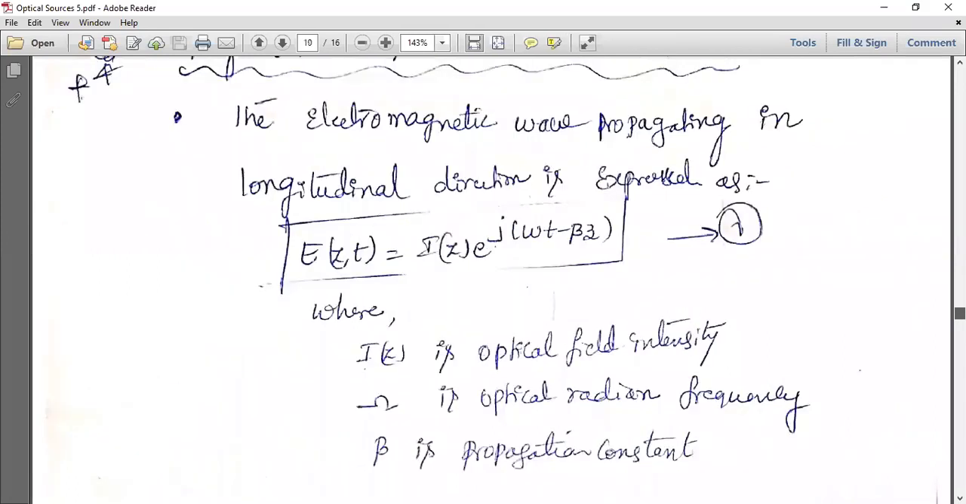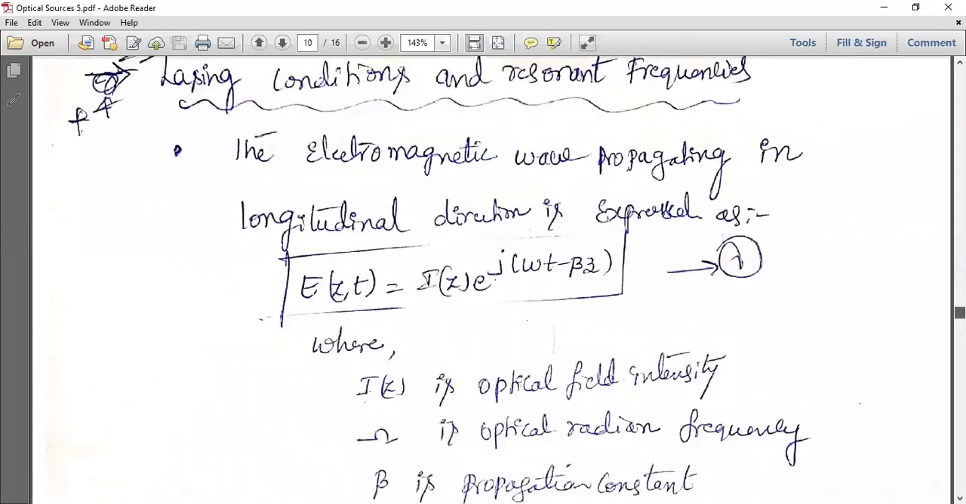Okay, so the lasing conditions you can include in your DFB laser also. Lasing conditions and resonant frequency: the resonant frequency is the frequency at which amplification takes place, that is, stimulated emission should happen. All the photons should hit the electrons and again generate photons. So the frequency at which this happens is your resonant frequency. The lasing conditions, we'll see that.